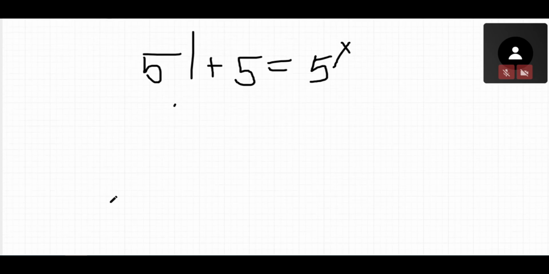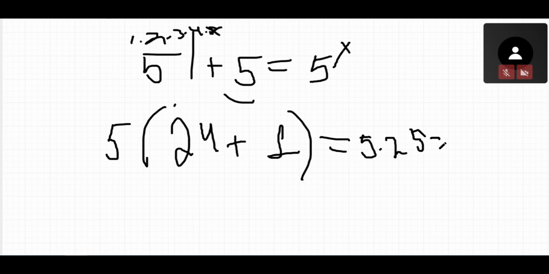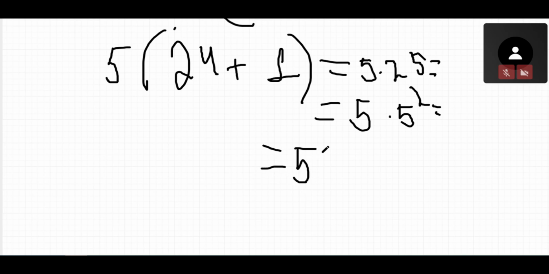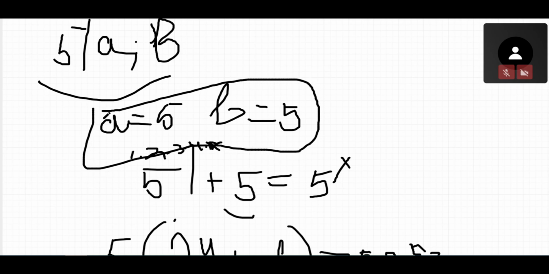If we take 5 from this number, we'll get 1 multiplied by 2 multiplied by 3 multiplied by 4. We take 5 from here, and it will stay 24, and this part will make 1. Okay, that's good. We get 5 multiplied by 25. What does it mean? It means 5 multiplied by 5 squared, and it's a power of 5, of course. It will make 5 cubed. It's another solution of this equation.